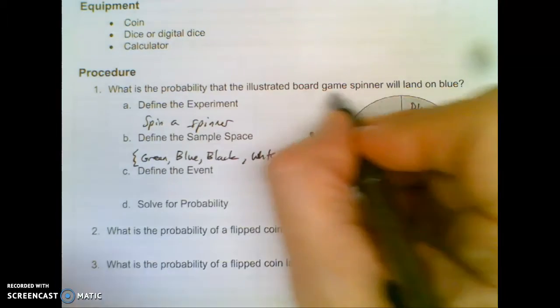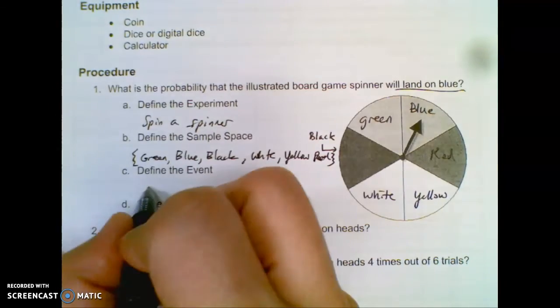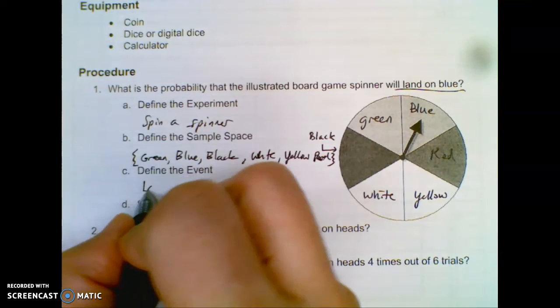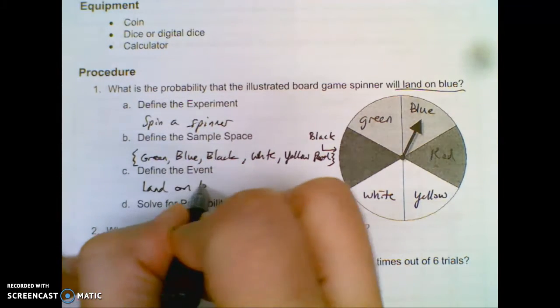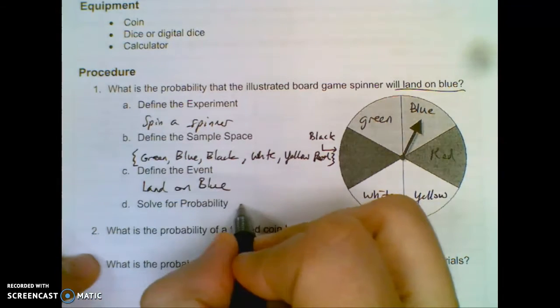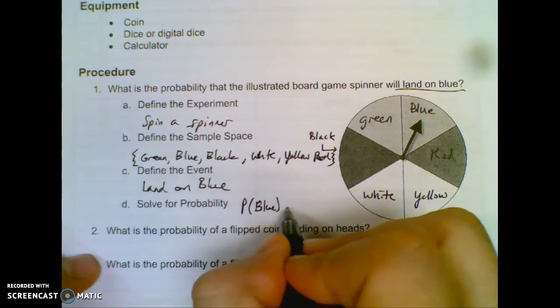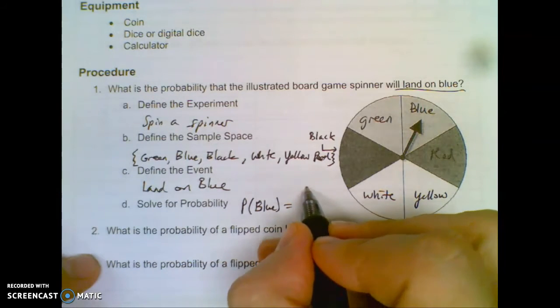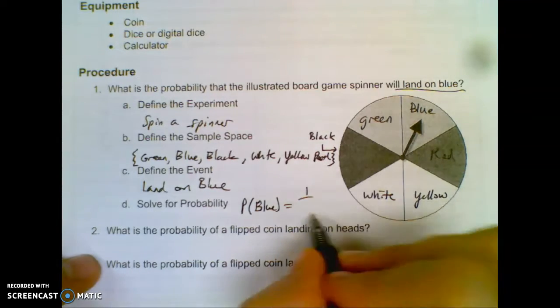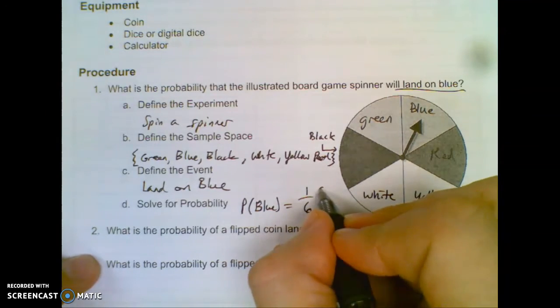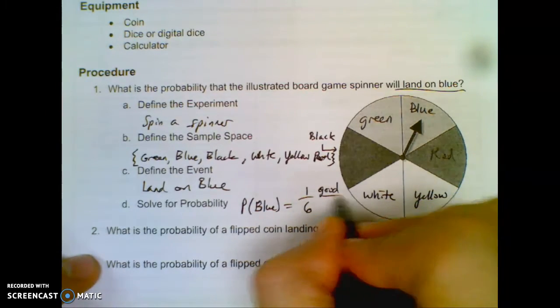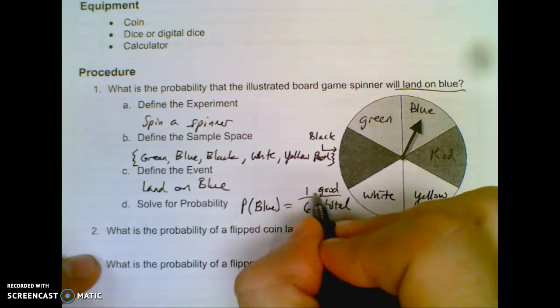Define the event. What's the probability to land on blue? So, land on blue. Solve for probability. You write it like this. Probability of blue is how many blues are there? 1 out of how many choices? 6. So you always want what? Good over total. So 1 over 6.